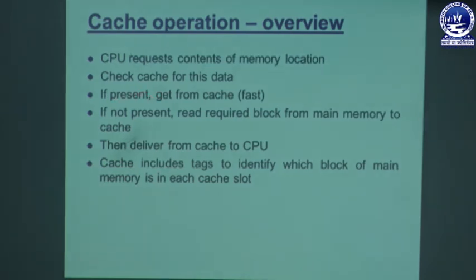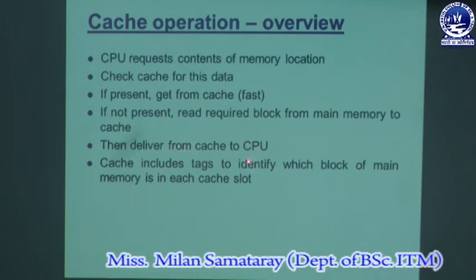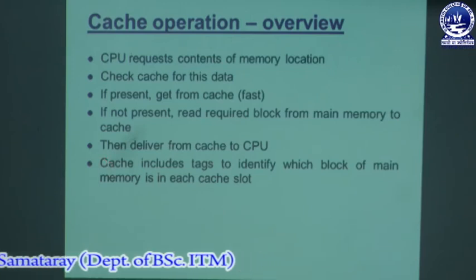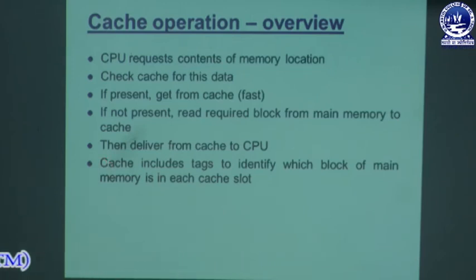If the requested content is present in the cache, then it will be fetched from the cache. If it is not present, then that block or requested content will be loaded from the main memory to the cache first. Okay. Then it will be delivered from cache to CPU. The last point is that the cache includes tags. When I discuss the mapping functions, at that point of time I will tell you about the tag concept.